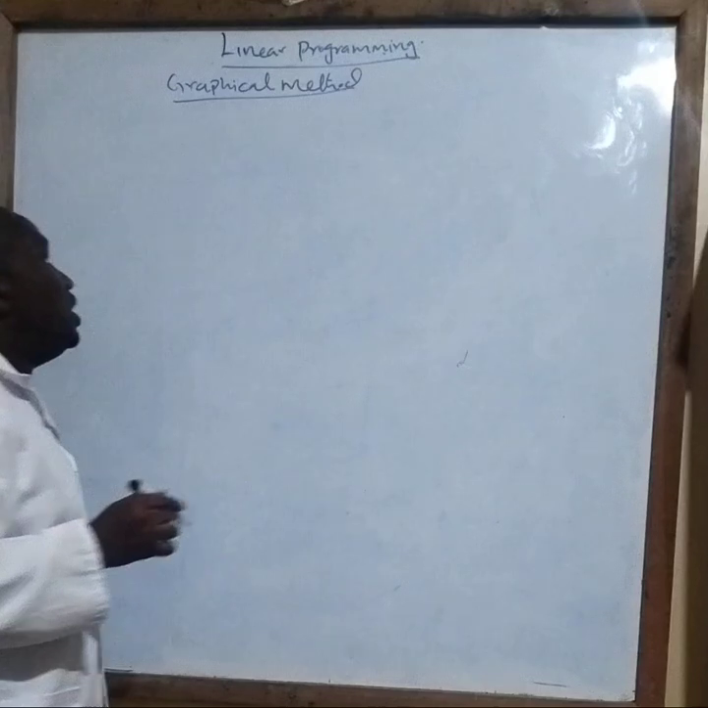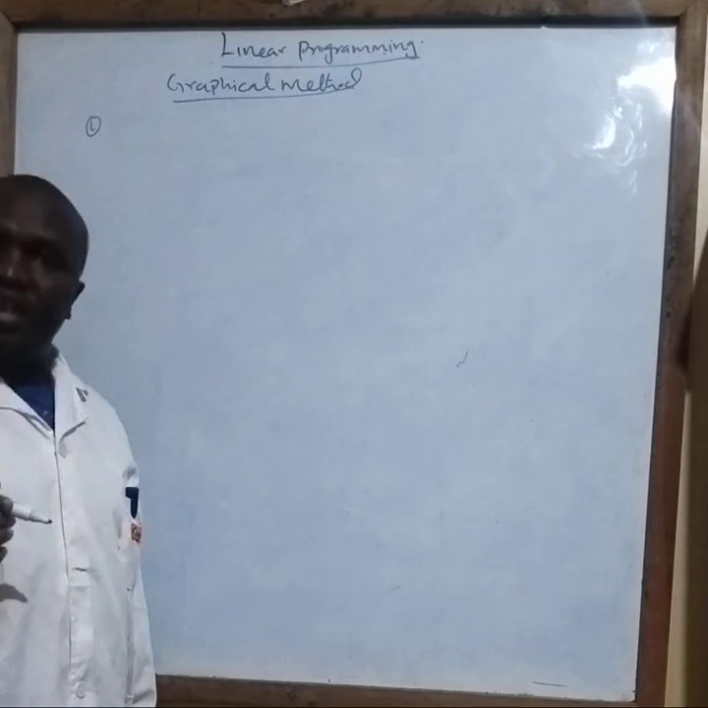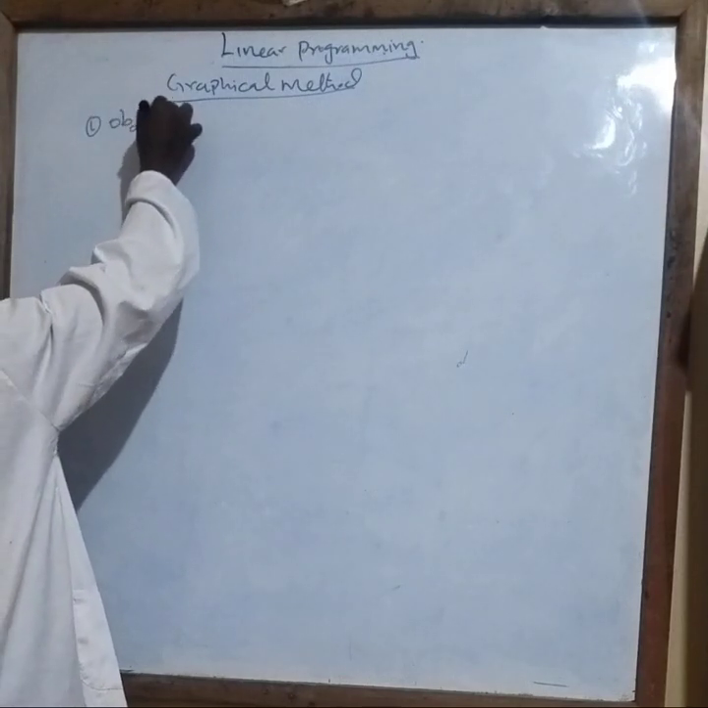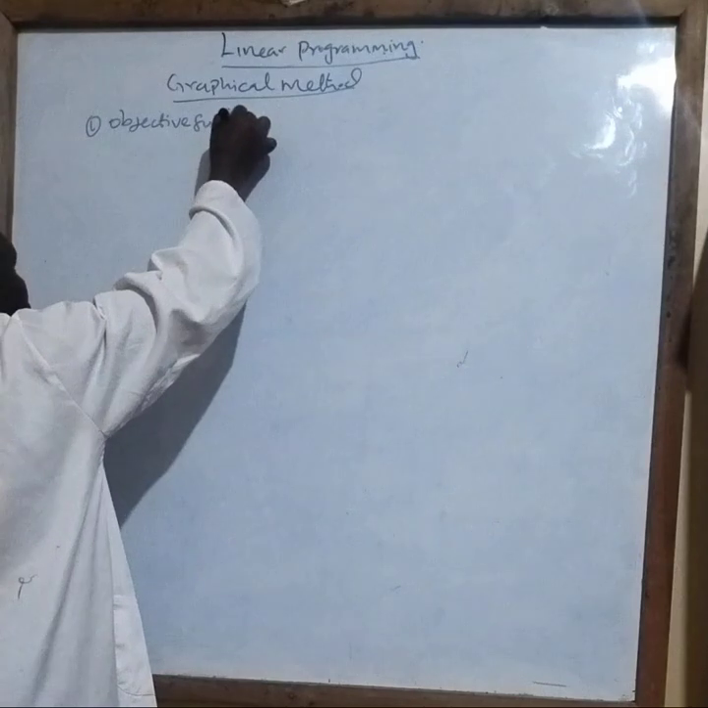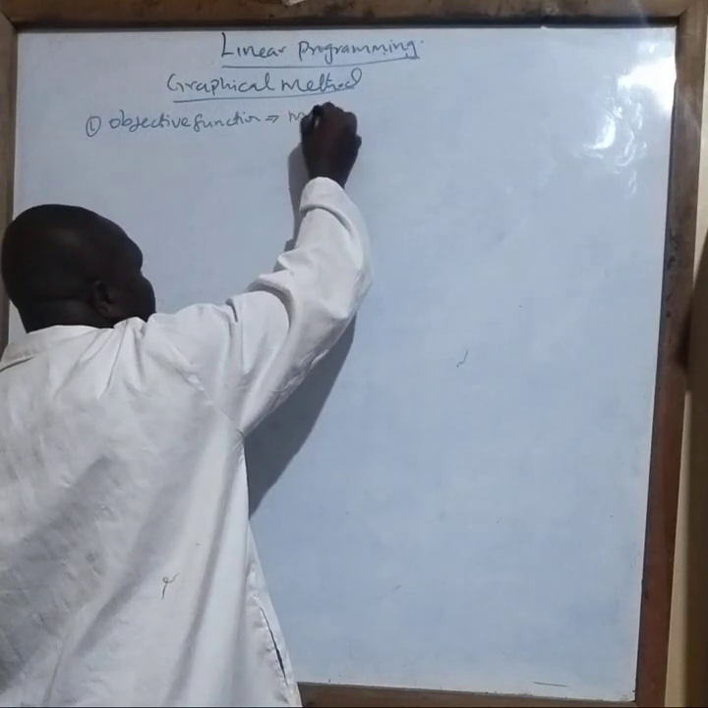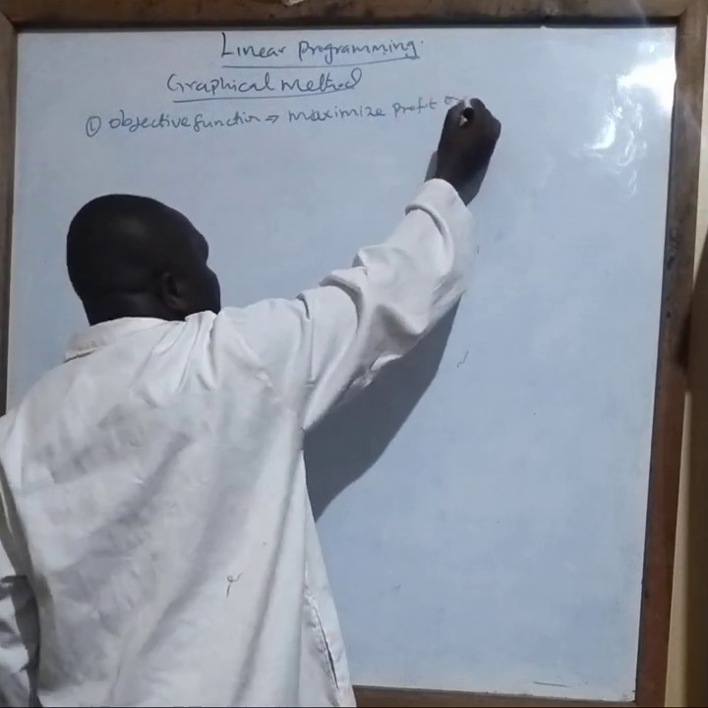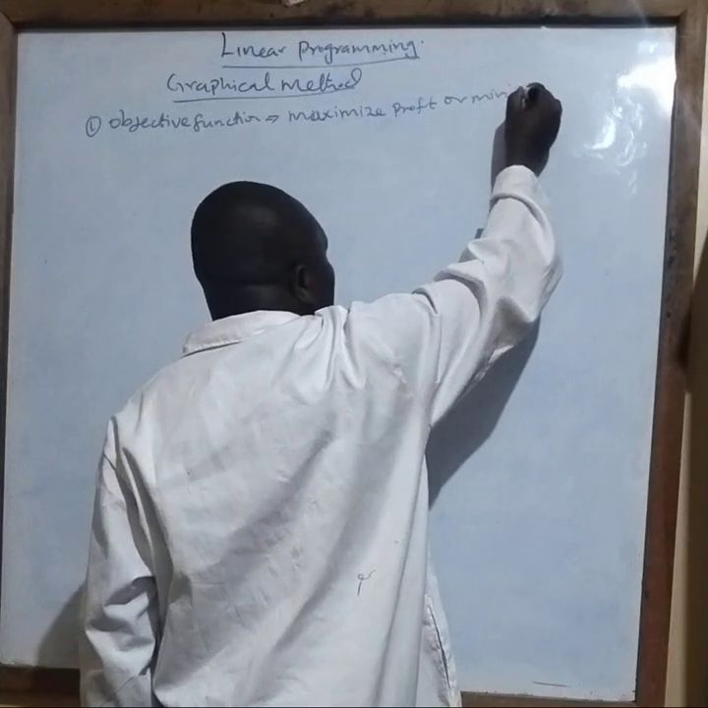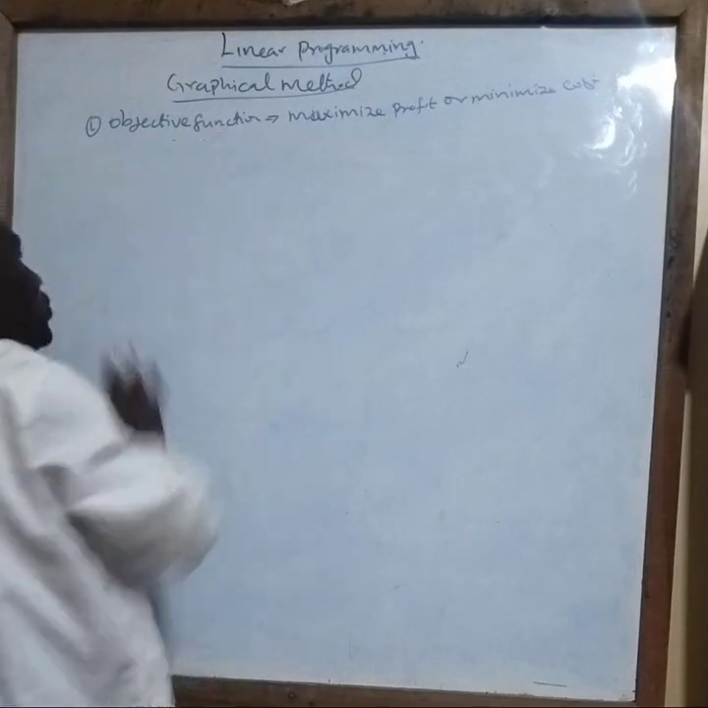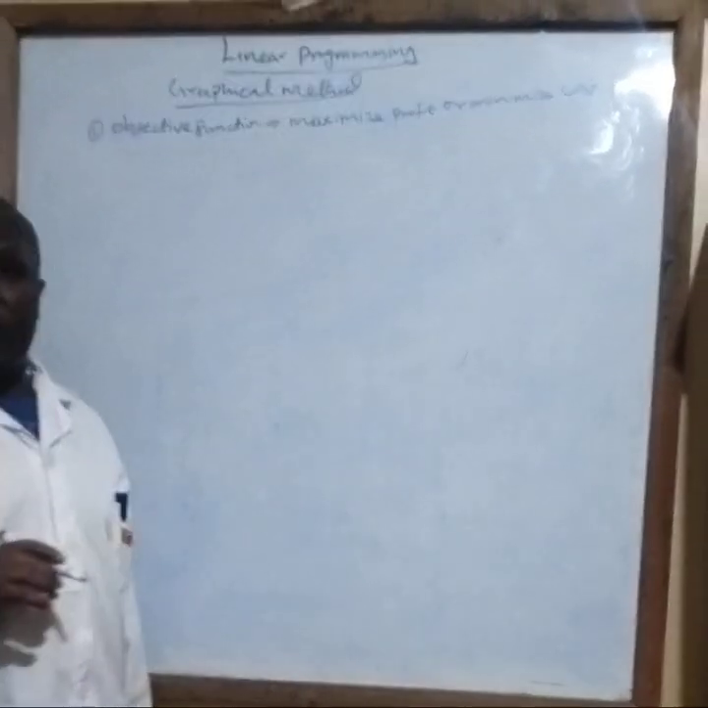Now, in the graphical method, these are 2 points you need to note. Number one, you have to ensure that you are able to tell the objective function of the equation. So this objective function is either to maximize profit, or minimize cost. So when you maximize profit, it is an objective function. And if it is to minimize cost, then it's also an objective function.